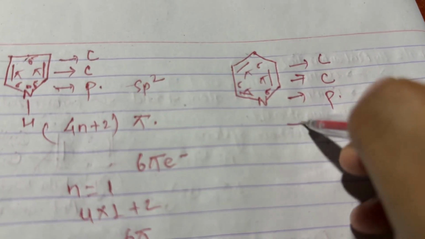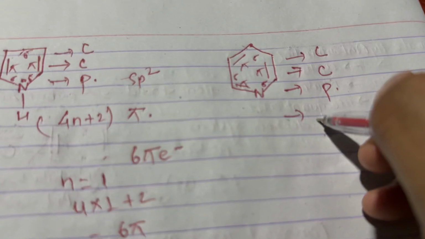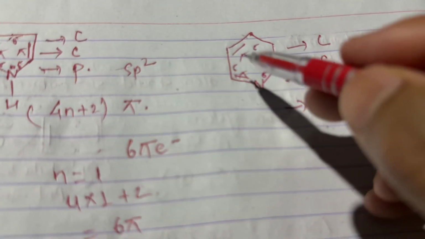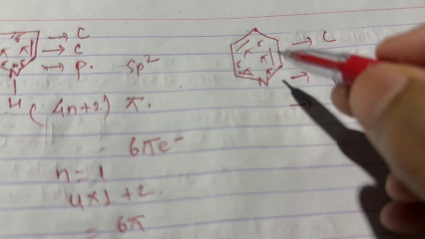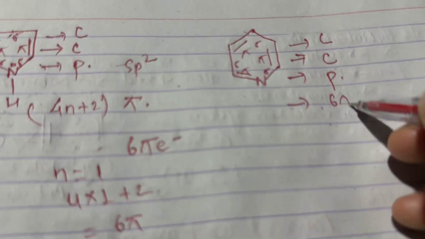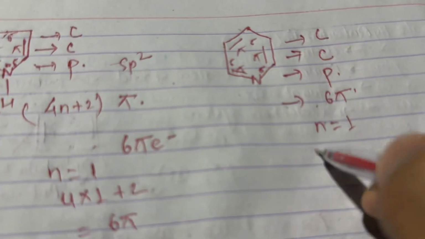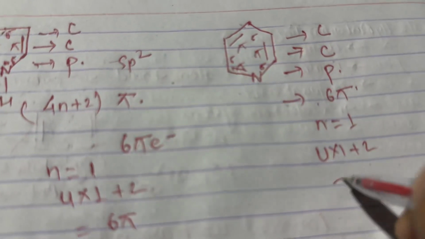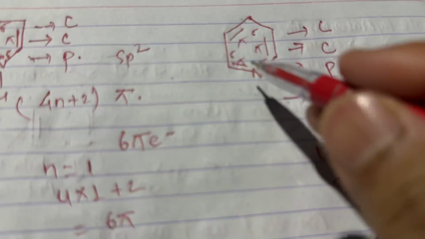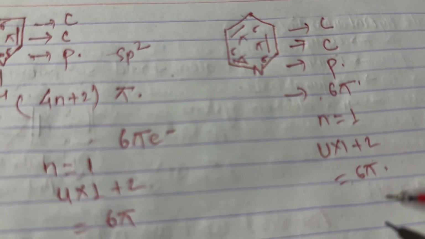And 4n plus 2 pi Hückel's rule. Let's satisfy Hückel's rule. Altogether there are 1, 2, 3, 6 pi electrons. So when n equals 1, we get the value 4 into 1 plus 2, that is 6 pi electrons. That's why pyridine is also aromatic.